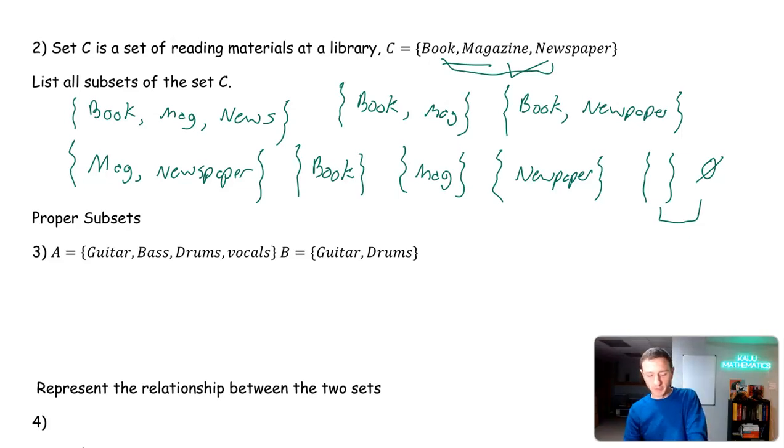Proper subset is notated as this, A, and then that sideways U without the line underneath. So A is a proper subset of B. Let me actually change colors here.